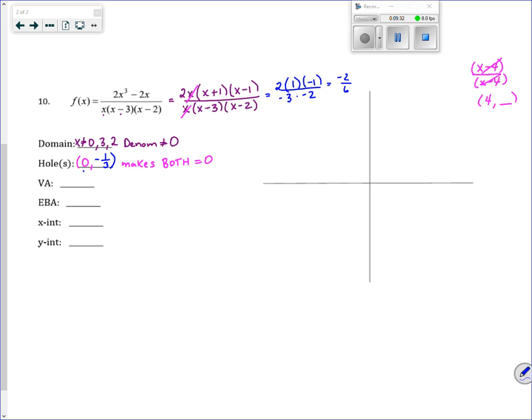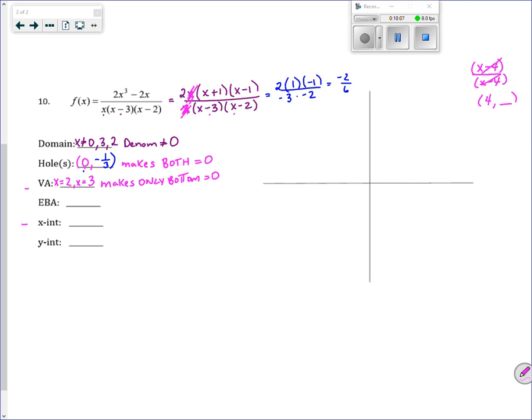Now, how do you get the VAs? VA makes only the bottom equal to 0, okay, friends. If something is a hole, it is not a VA and it is not an x-intercept. Once you cancel, that's your hole. So just look at the remainder. So the VAs are what's left in the denominator. X equals 2 and X equals 3. Notice I want you to write it as X equals. I want you to write it as an equation.